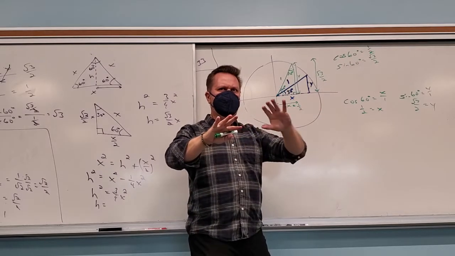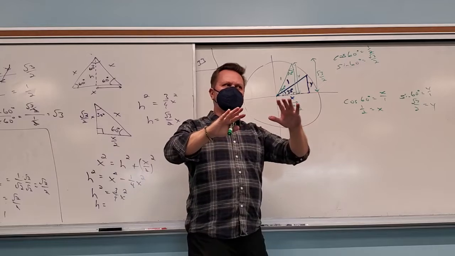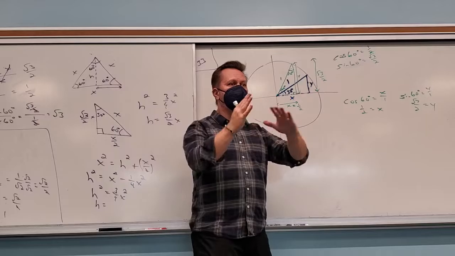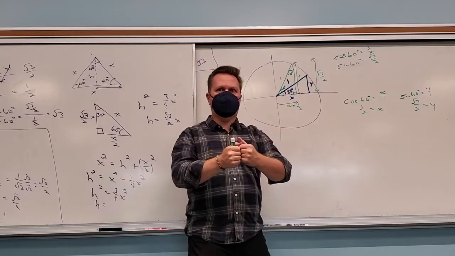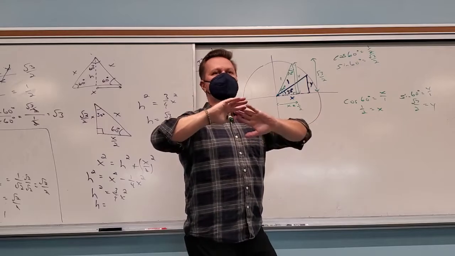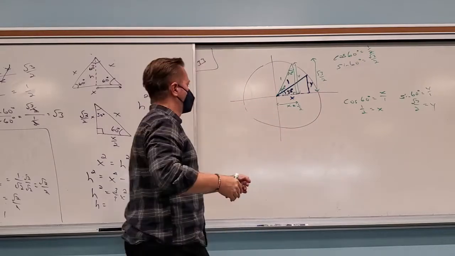This is why "cosine likes x" is better than SOHCAHTOA. It will take you further than SOHCAHTOA will. You can still use SOHCAHTOA, that's still fine. It's just not where you want to stop. Okay.